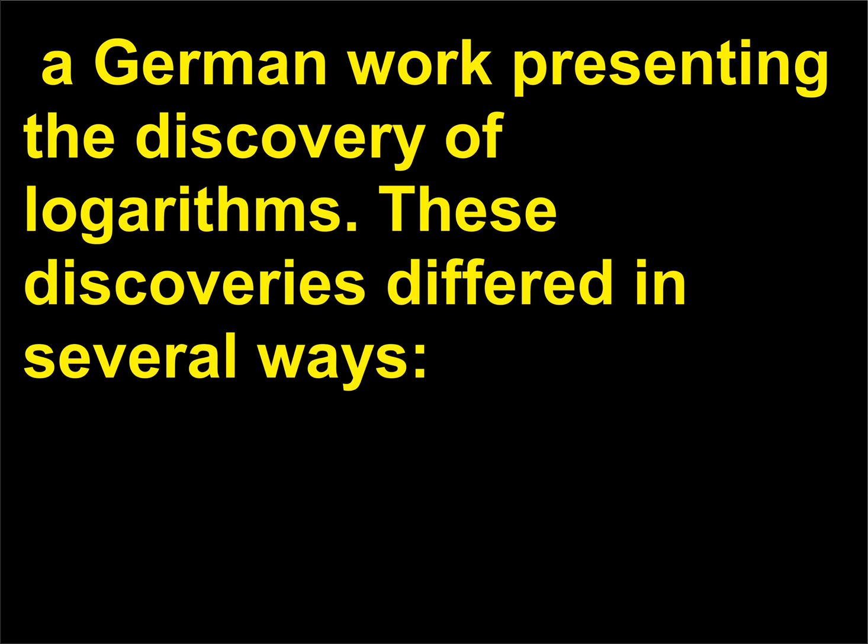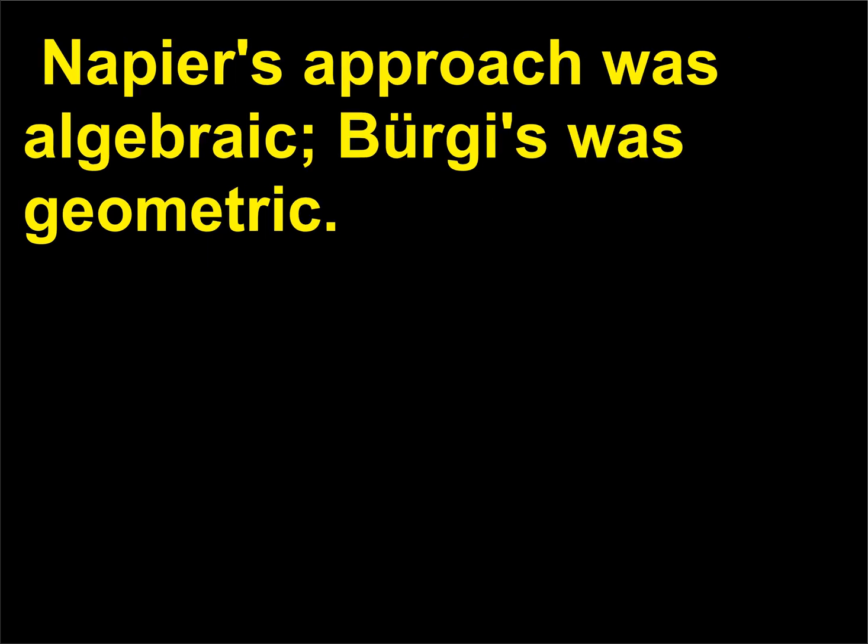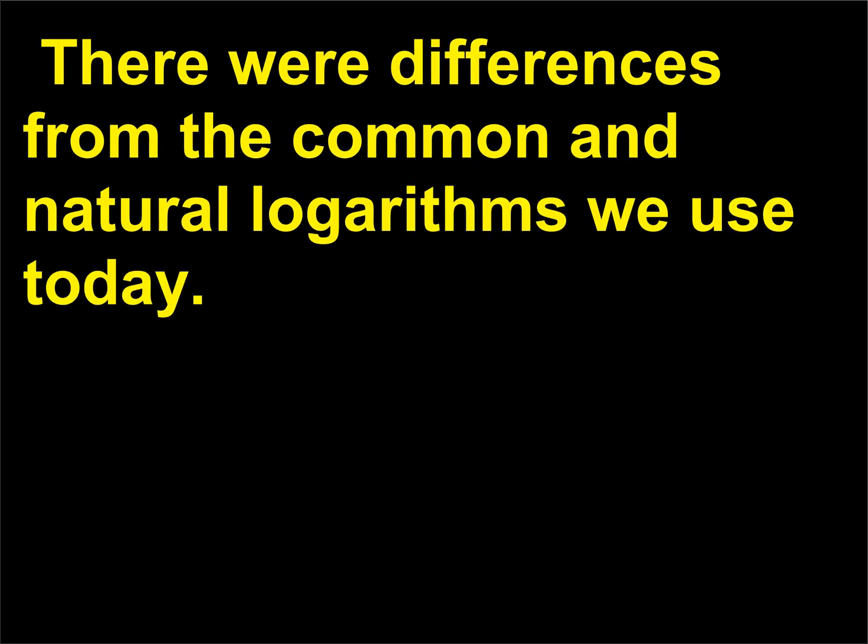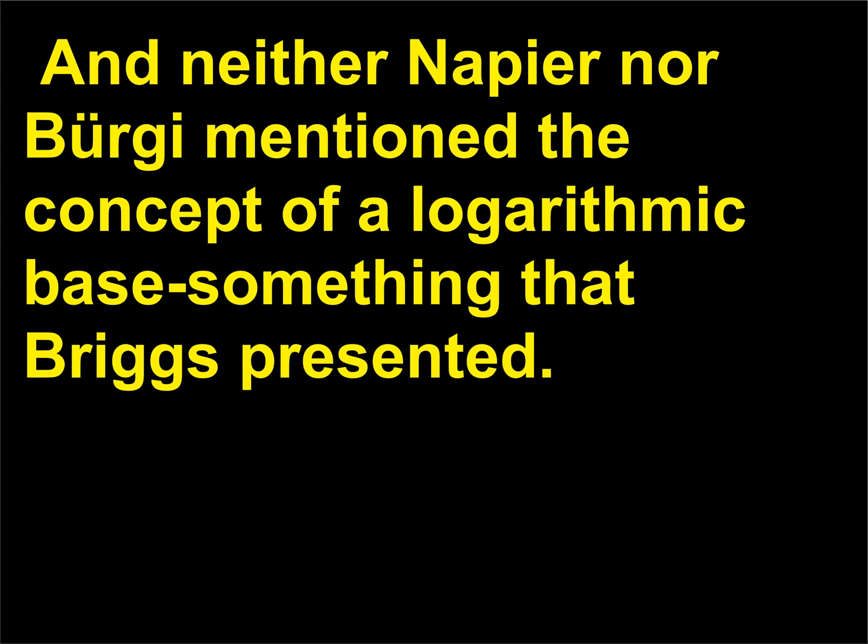These discoveries differed in several ways. Napier's approach was algebraic, Bürgi's was geometric. There were differences from the common and natural logarithms we use today. And neither Napier nor Bürgi mentioned the concept of a logarithmic base, something that Briggs presented.